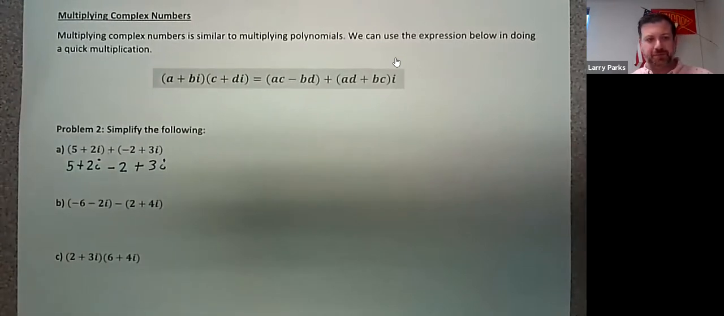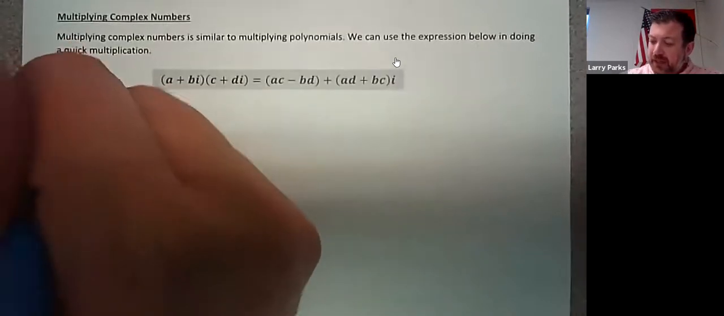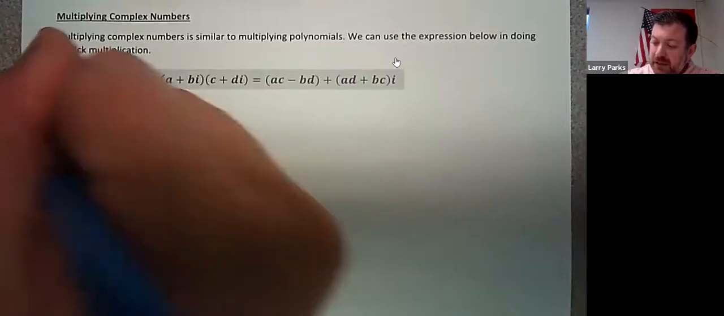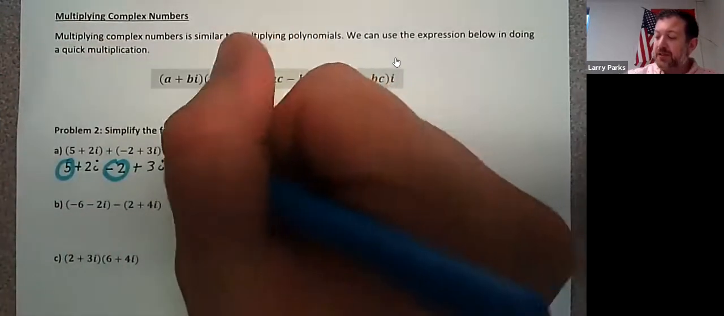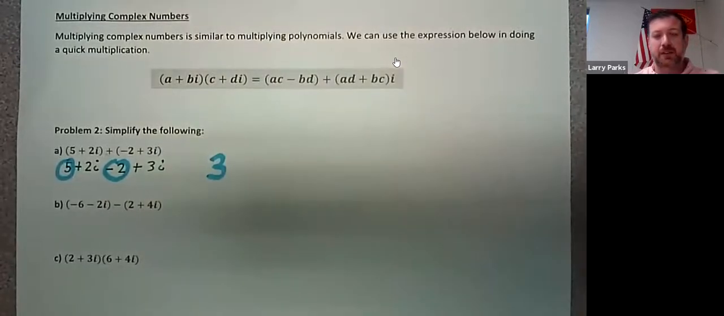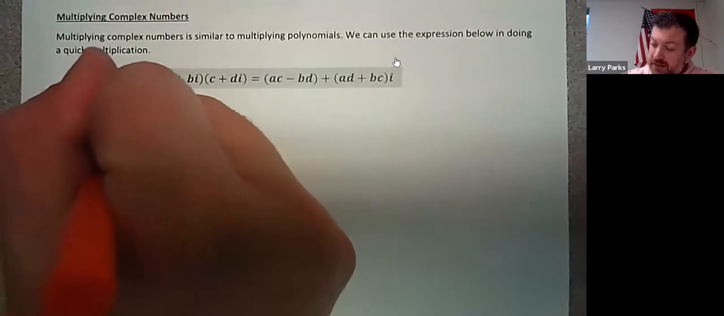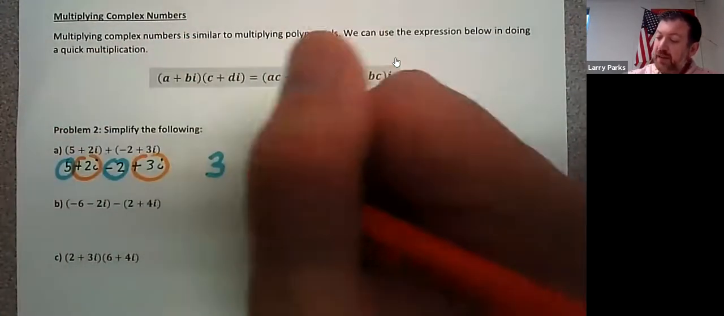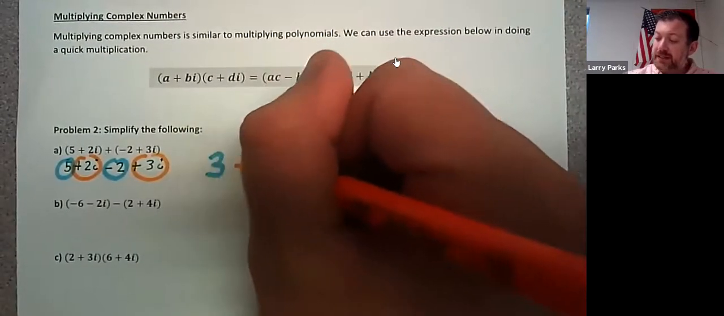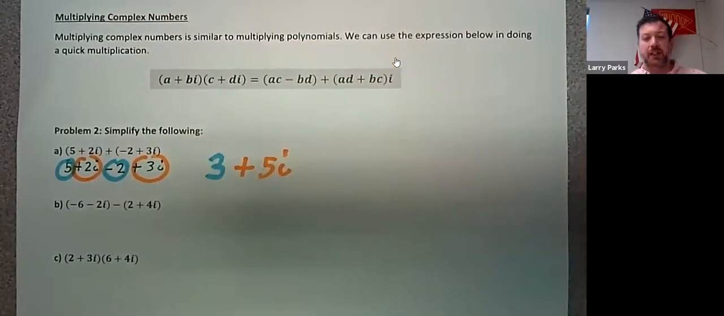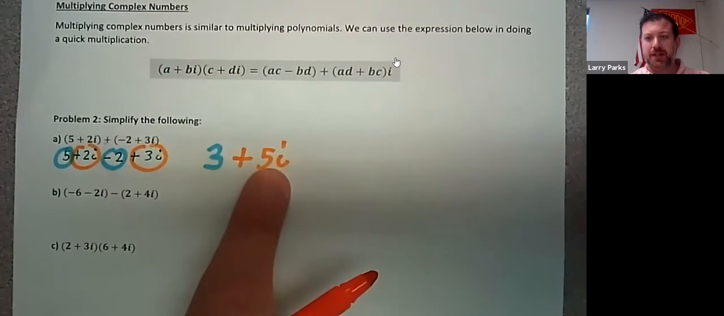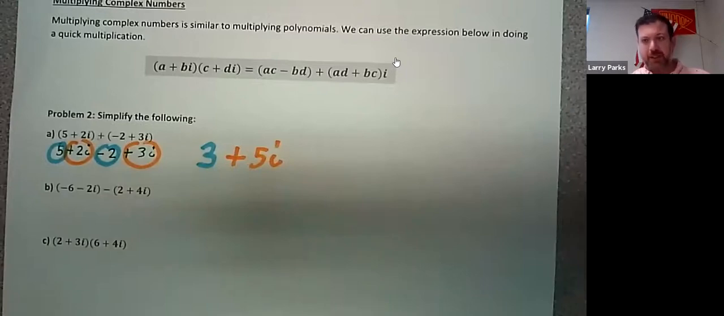From there, we deal with the real parts. The real parts are 5 minus 2, which is 3. And then the imaginary parts, that's 2i and 3i, which is 5i. And notice, in complex form, you put the real part first, then the imaginary part, making what's called a complex number.